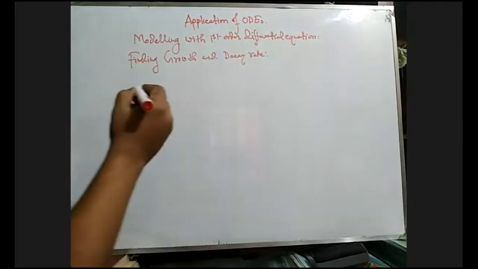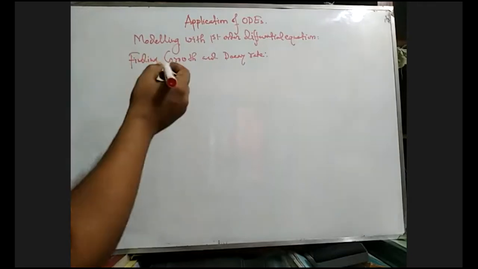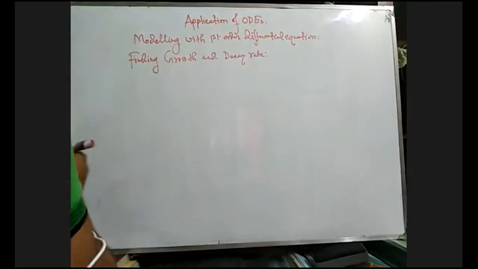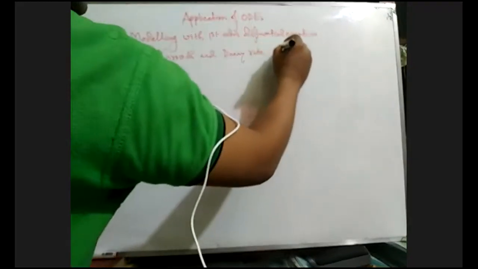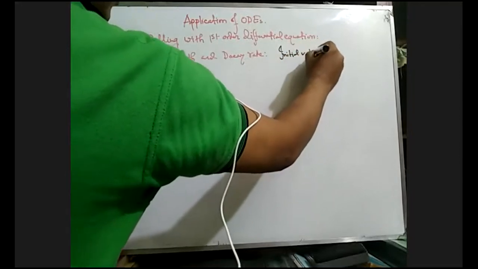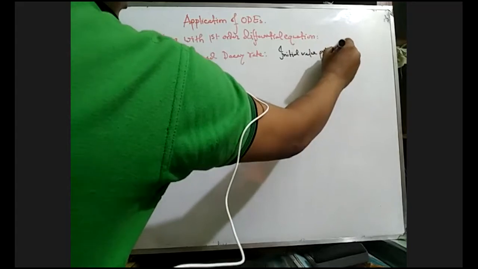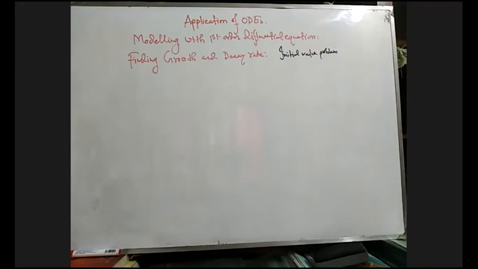Finding growth and decay rate with an initial value problem like this. The initial value problem means the differential equation which is assigned with the initial values of the independent variables. Then we can take an initial value problem like this.